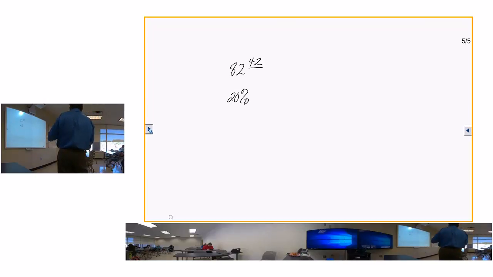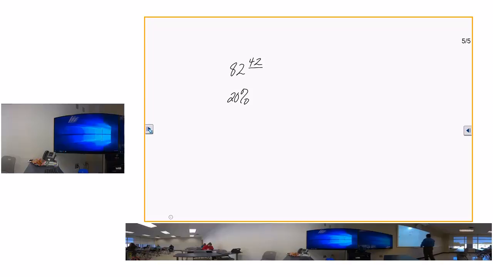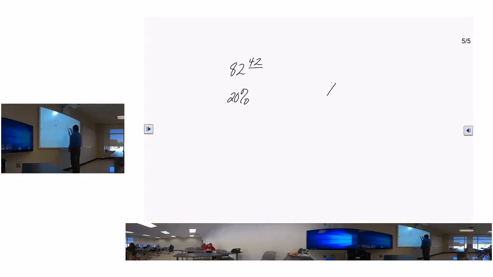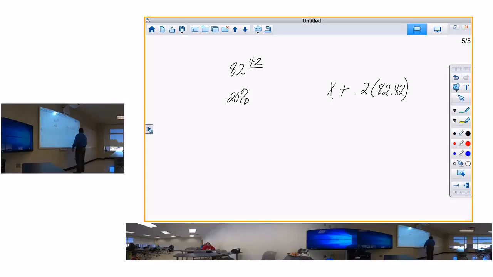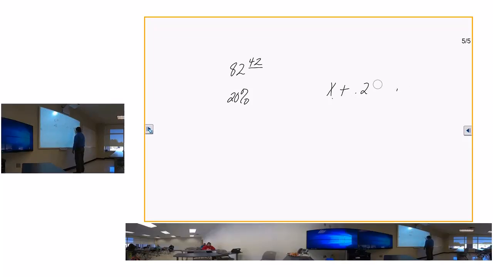Again, now what is a tip though? Is a tip a discount or is a tip added on? So that's going to be x plus 0.2x. I'm sorry, I messed up. I got the wrong thing. It's going to be equal to 82.42. There we go.